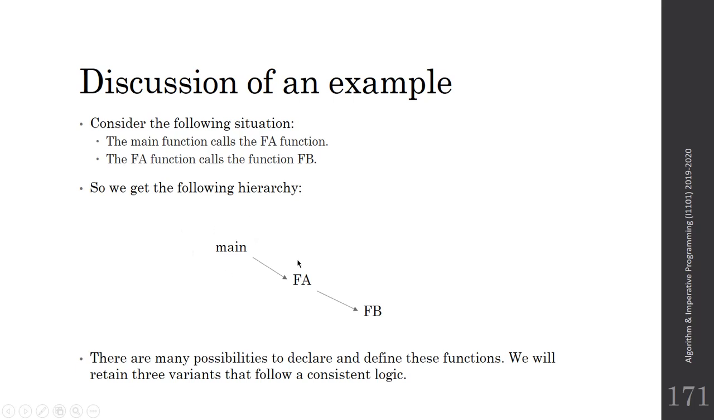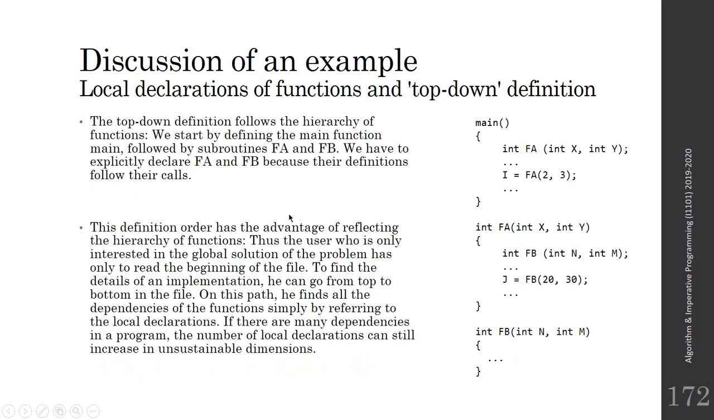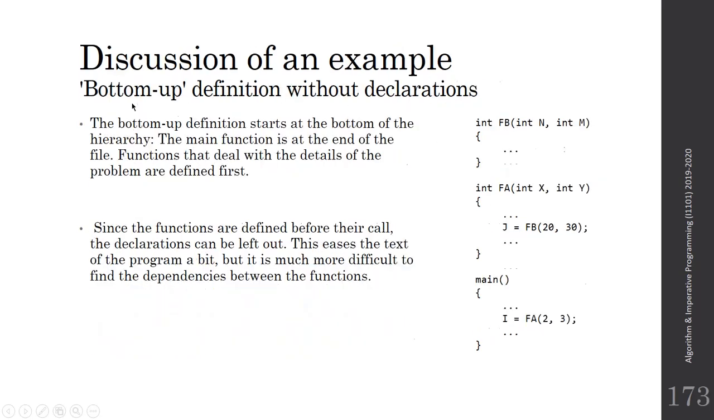We have a function main, which will call fa, and then fa will call fb. We'll see three variants of this logic. The first one, here you have the text, I will explain it directly on the example. We have the local declaration of functions and a top-down definition. This is what we already did. I begin by writing main, and since I'll be using fa, I put the prototype inside main. Then I have fa, which will be using fb, so I place the prototype of fb in fa in order to use fb. This is the top-down with a local declaration of functions.